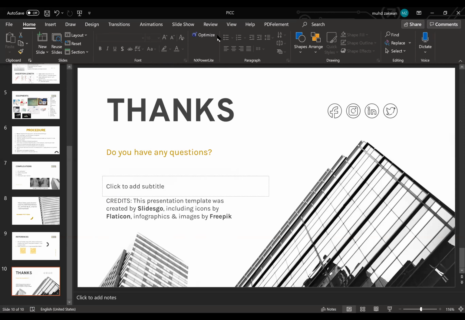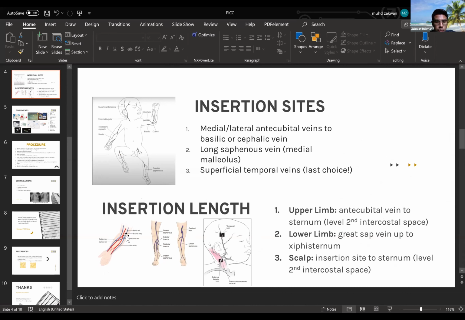Any question for PICC? So how do you measure actually the length of PICC? We measure it based on our sites of insertion. If we are at the upper limb, we measure from the site of insertion until the second intercostal space, at the level of the sternum. Then it follows like this, until the level of the sternum. Sternum, yes.